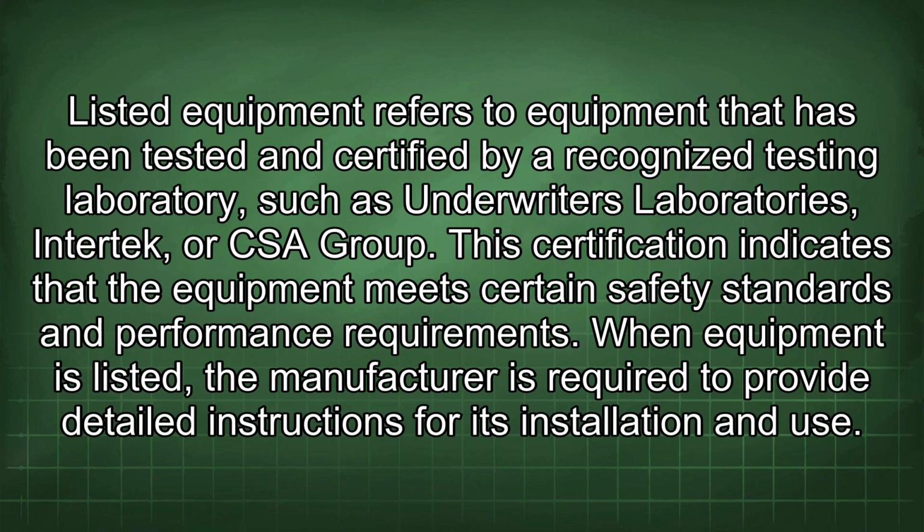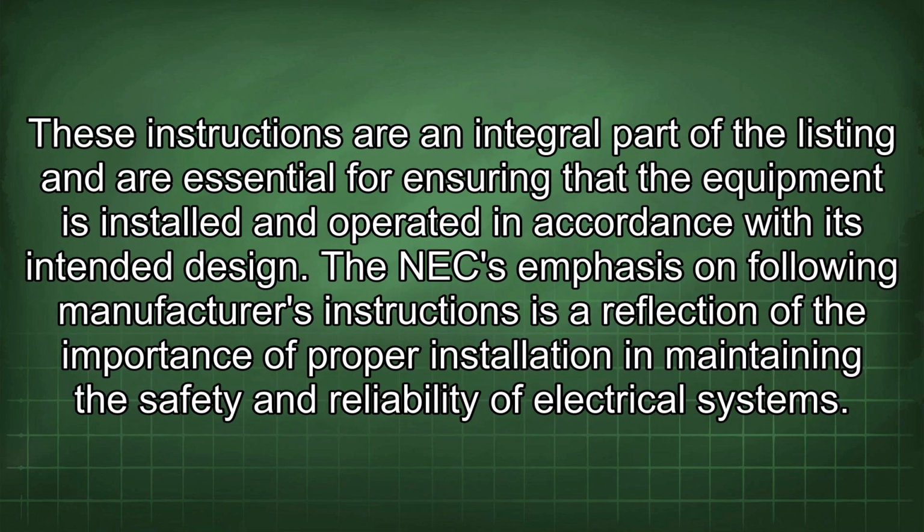Listed equipment refers to equipment that has been tested and certified by a recognized testing laboratory, such as Underwriters Laboratories, Intertek, or CSA Group. This certification indicates that the equipment meets certain safety standards and performance requirements. When equipment is listed, the manufacturer is required to provide detailed instructions for its installation and use. These instructions are an integral part of the listing and are essential for ensuring that the equipment is installed and operated in accordance with its intended design.